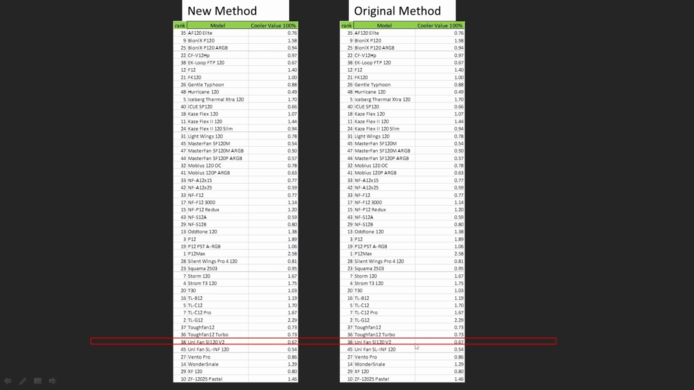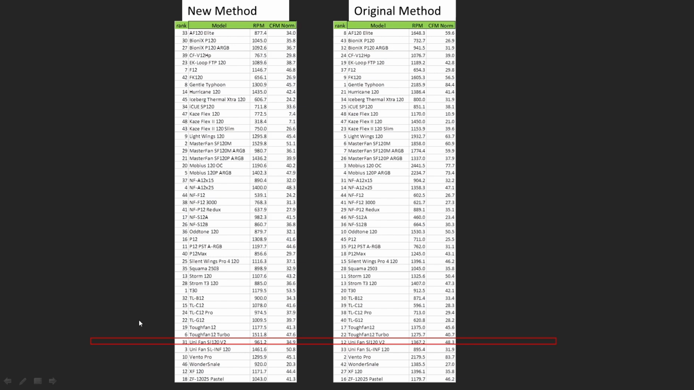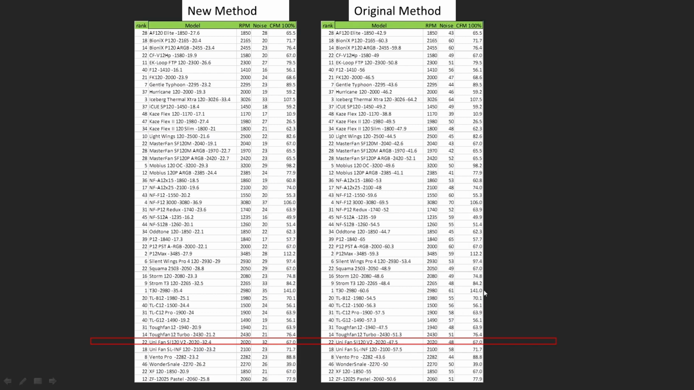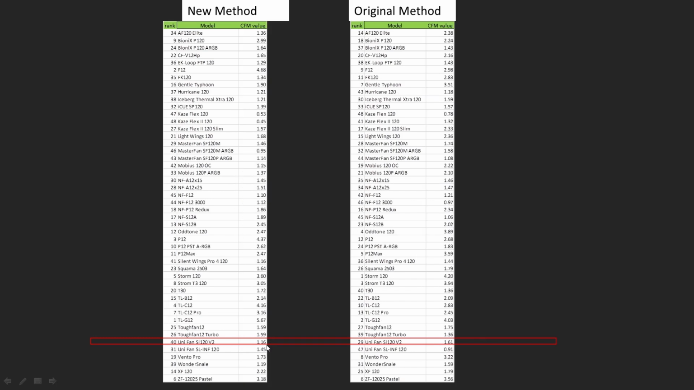Cooler value proposition at 100% PWM fan signaling, it was ranked 38th. It retains that position. CFM testing, noise normalized, it was ranked 12th, and it's now ranked 31st. So a huge drop in positioning right there. At 100% PWM fan signaling, it was ranked 22nd, and it retains that position.